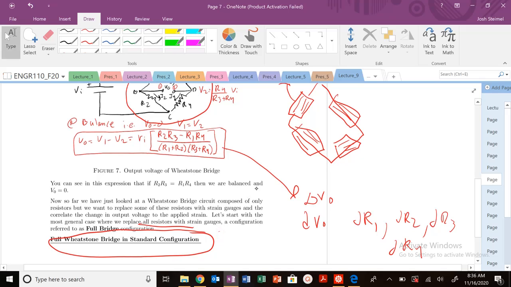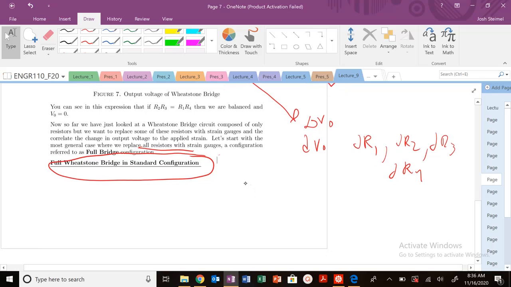We're going to get into that in the next video. We're almost to an expression where we could really start to play around with these strain gauges.